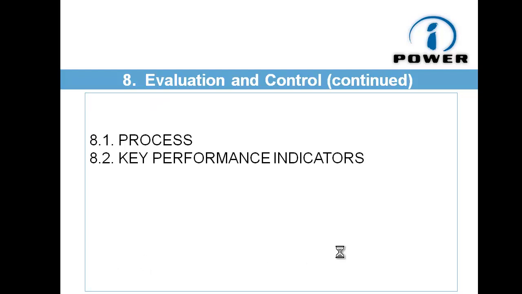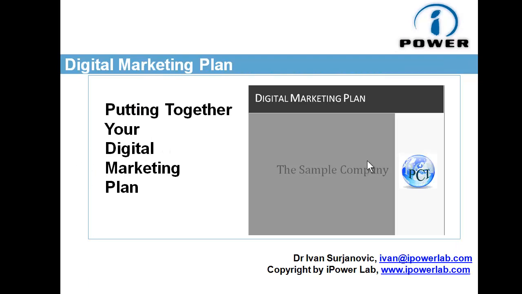So your evaluation and control section might have two parts. 8.1, describing the process. In other words, short background information, how you will plan to do evaluation and control, who is going to do it, when, and finally a list of all KPIs. So this is your digital marketing plan.